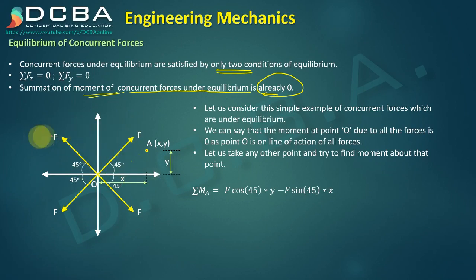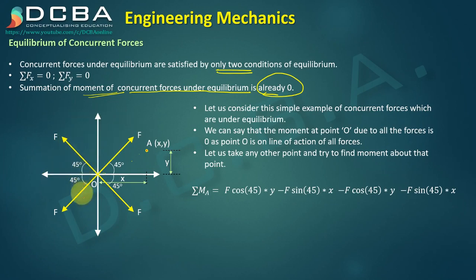Now, coming to the second force, this is your F cos 45 and this would be F sin 45. F cos 45 multiplied by its perpendicular distance is going to cause a clockwise moment. Therefore, it is minus F cos 45 into y, and F sin 45 multiplied by its perpendicular distance x is again going to cause a clockwise moment about point A. So it's a negative moment again.